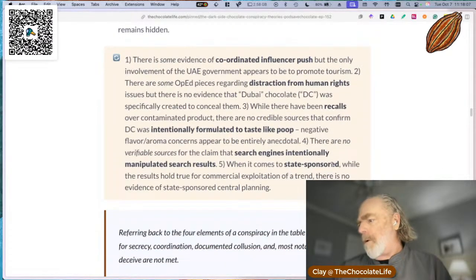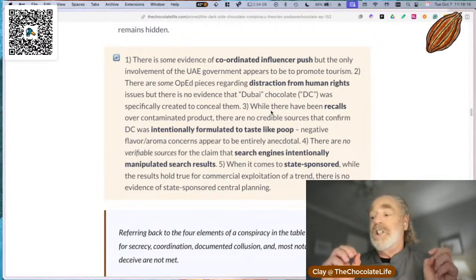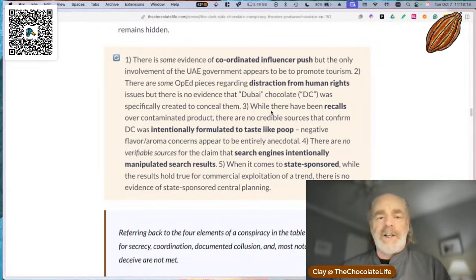So number three, there have been recalls over contaminated products. There are no credible sources that confirmed that Dubai chocolate was intentionally formulated to taste like poop. You may not like pistachios. You may not like saffron, which has a particular aroma, although it's an ingredient in the original product. You may not like kanafe, this form of phyllo that's in there, the way it's flavored.